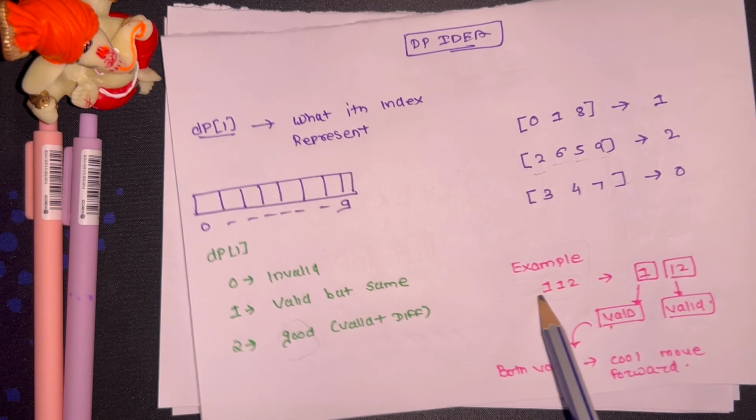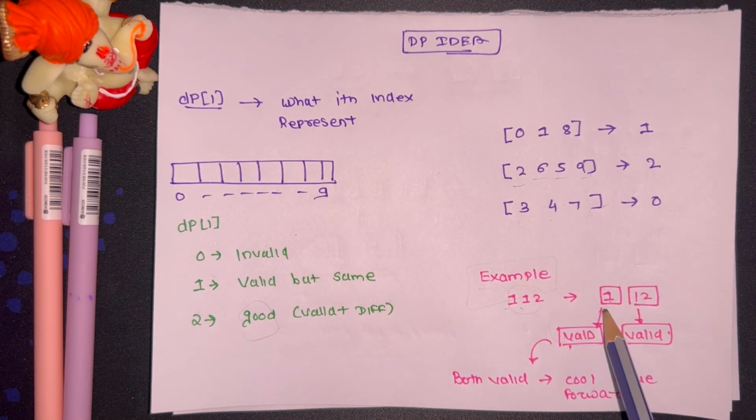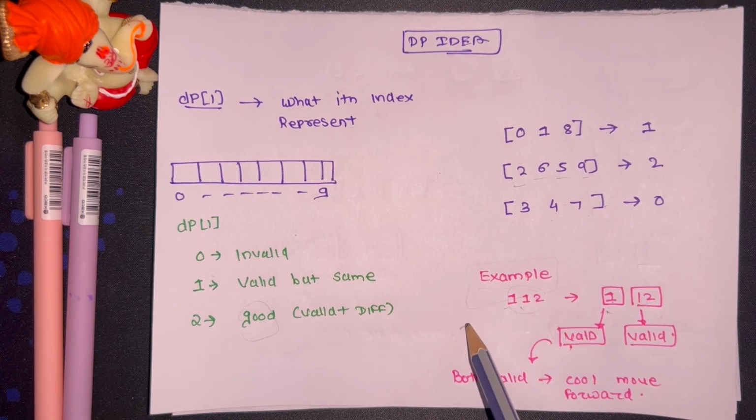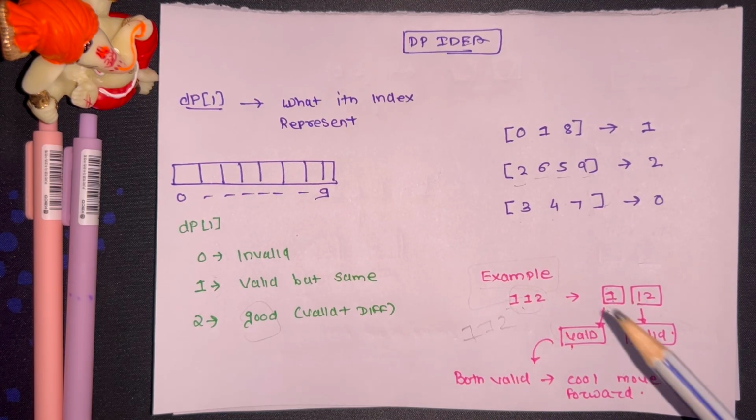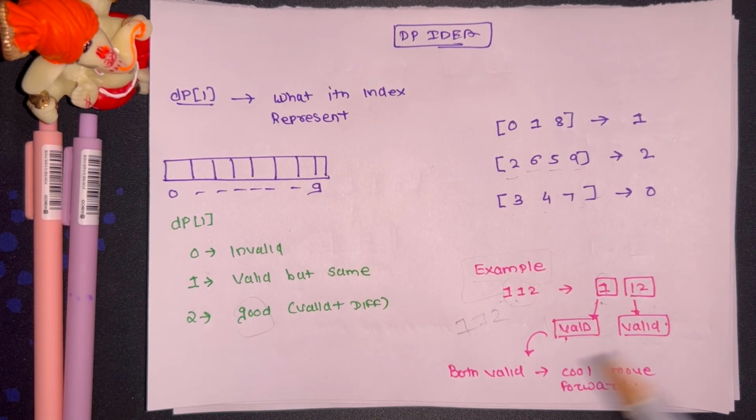Consider this question, example 1, 1, 2. Now 1, 1, 2 can be broken as 1 and 1, 2, because we will have already calculated 1 and 1, 2, right? So here we can check if 1 is valid, if 1, 2 is valid, and from this we can make a decision further whether it is a good number or not.